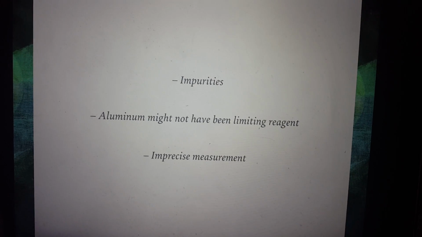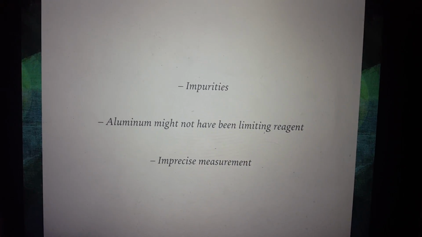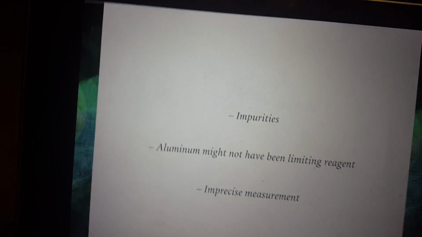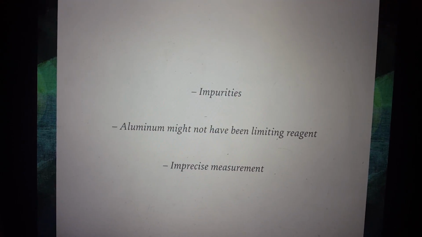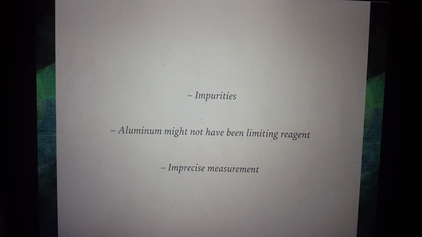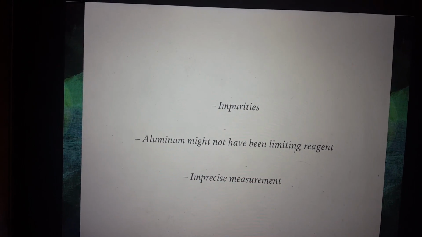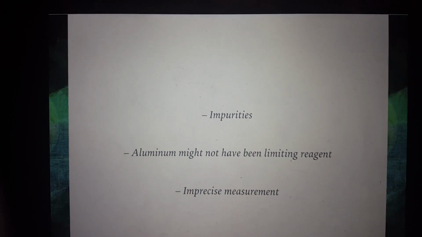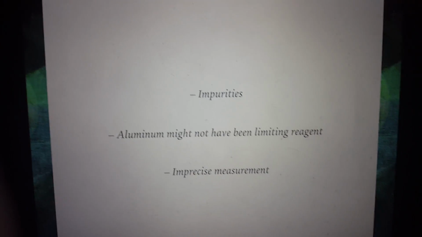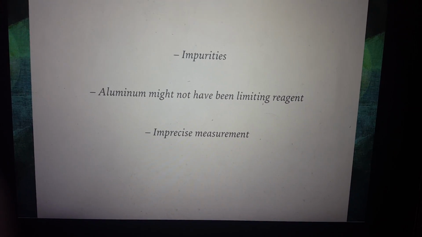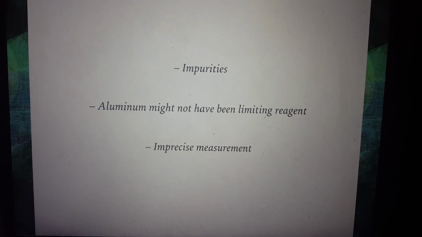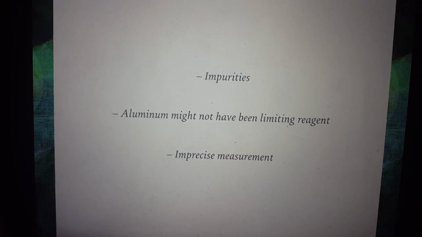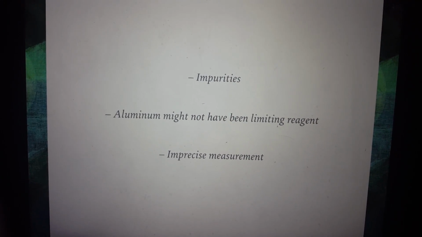Also, it is important to keep in mind that we assumed that aluminum was the limiting reagent, but it might not have been. It depends on how much substance was added. So if there was a contaminated chemical, then that might have been the limiting reagent because it interfered with the amount that was supposed to be added, which was not completely added. Or perhaps it was because of imprecise measurement of one of the many chemicals that were added to the experiment that caused the yield not to be 100%.